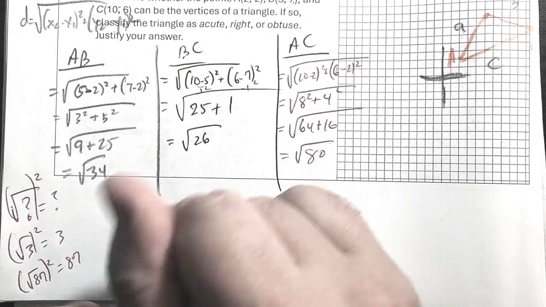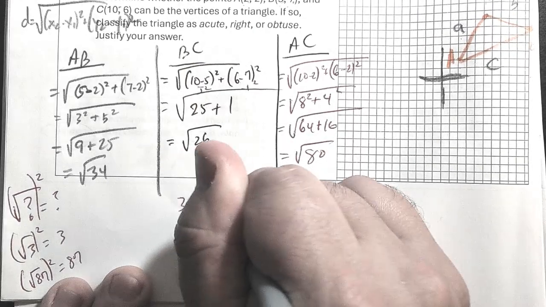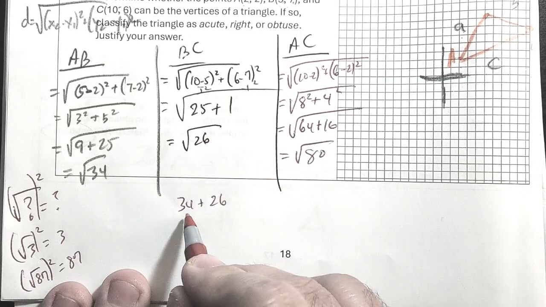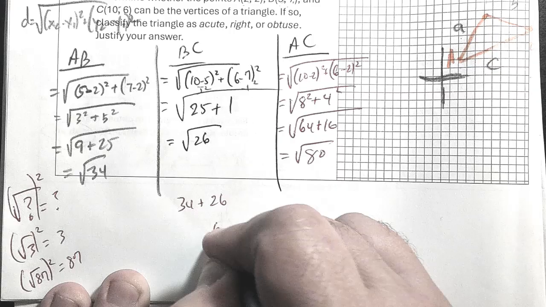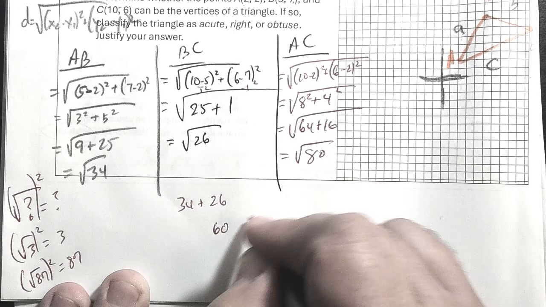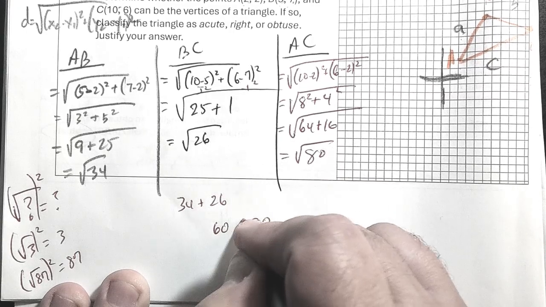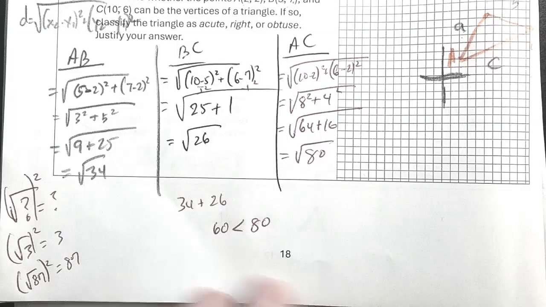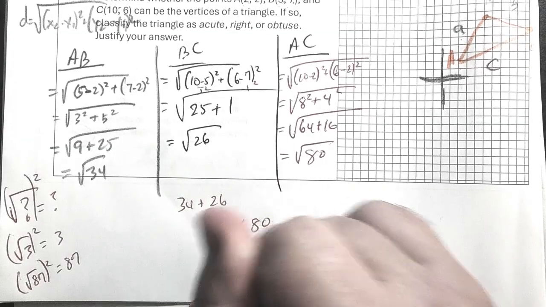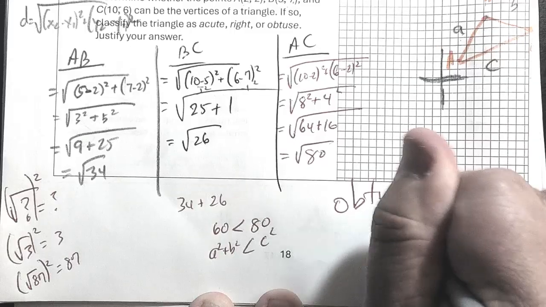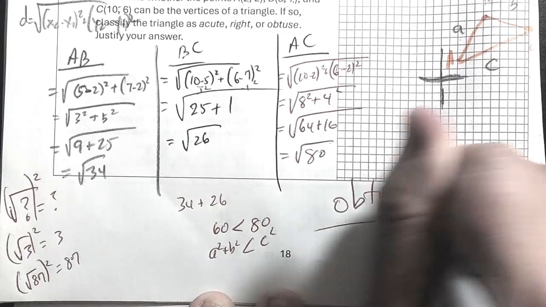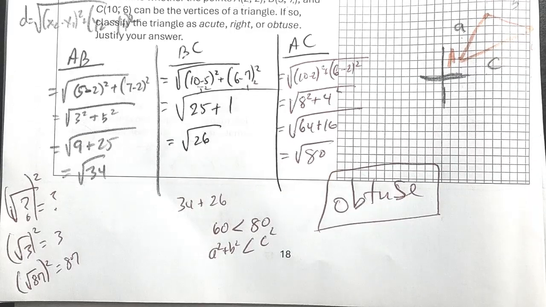So here, 34 plus 26, that's 10, that's 60. And then you got 80 over here. Well, 80 is greater than 60. So that means c squared is greater than a squared plus b squared. So this guy is obtuse. And for all those that say you told me so, no, you didn't tell me nothing.